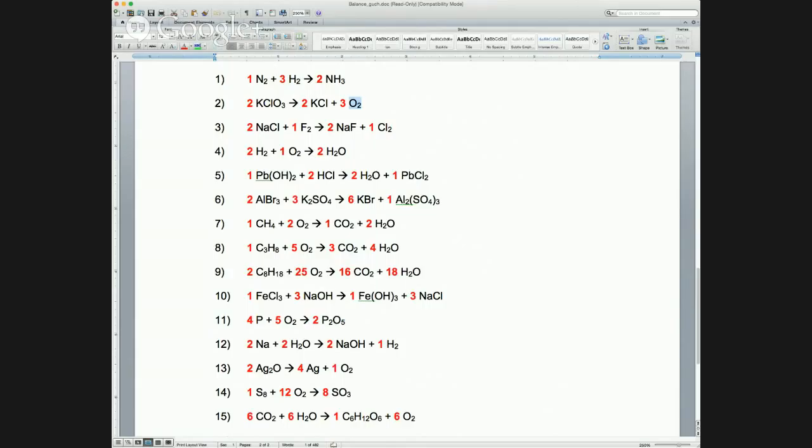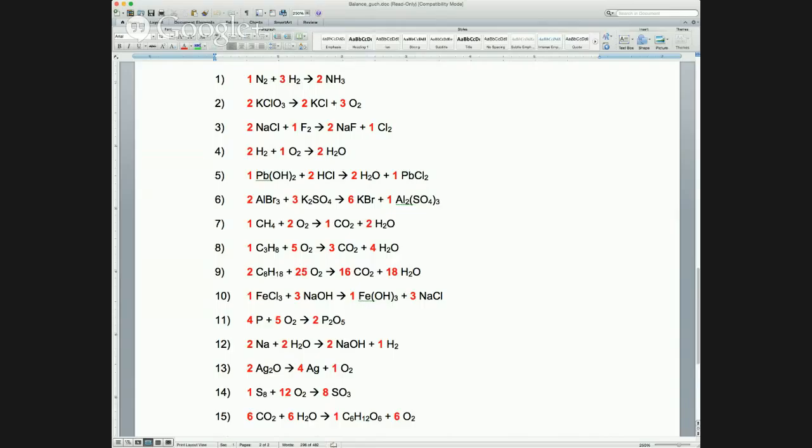Here, pretty easy. There's an F2 right here, so you have to put 2 Fs right there. There's 2 Cls here, so you have to put a 2 over here. Okay, and that means the 2 Nas get 2 as well. The water one, we've done that one over and over again, right? You've got 2 oxygens on the left, you've got to get 2 oxygens on the right. That means you have 4 hydrogens, so you put a 2 up in front of that.